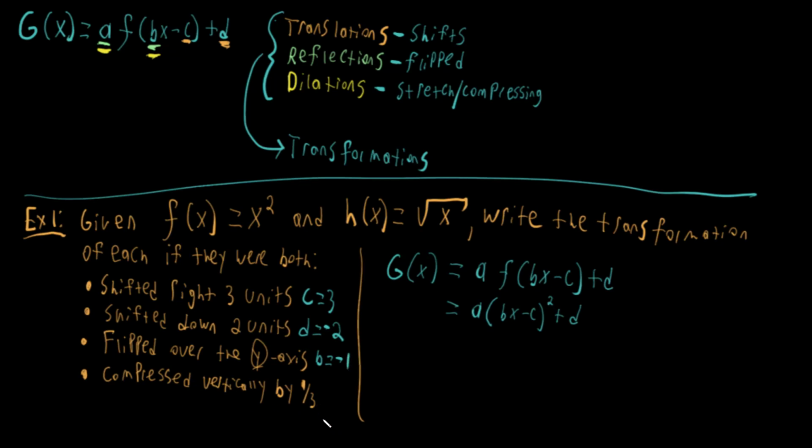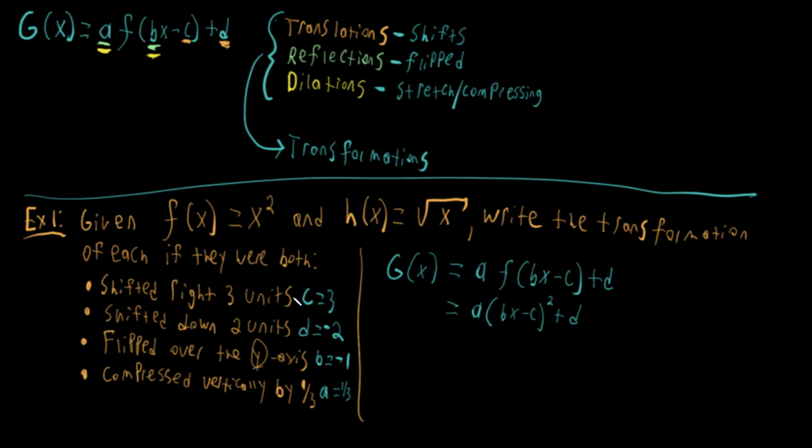And then we're going to compress vertically by a factor of 1/3. That should pretty obviously make a equal 1/3, since we're doing it vertically, and it is a compression, that is a dilation. Dilations are a and b. It's vertical, so it is a.